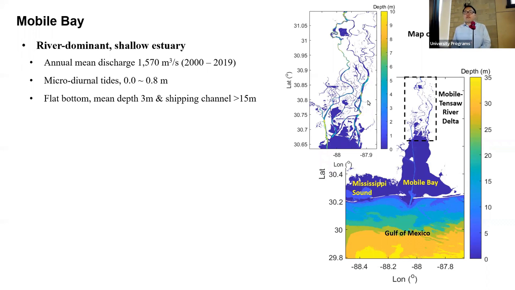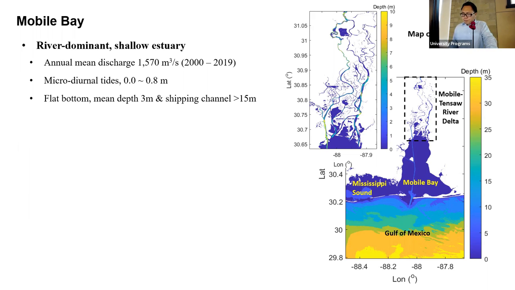Mobile Bay is a river dominant shallow estuary, so it connects the Mobile-Tensaw River Delta to the Gulf of Mexico. So the annual average river discharge is about 1,500 cubic meters per second, but there is very large seasonal variation. In early spring, the peak river discharge can reach 10,000 cubic meters per second, but in the dry season in summer, the river discharge drops below 500 cubic meters per second.